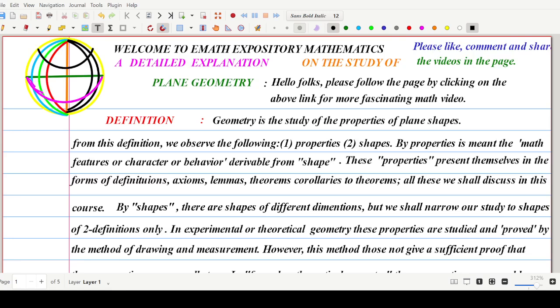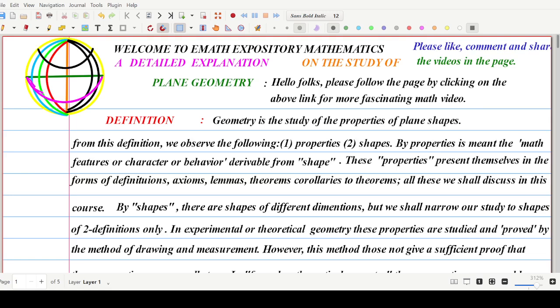Now let's look at what is geometry. When we say geometry, what does it mean? Look at the definition of geometry. Let me illustrate with this. Can you see this? This is the definition of geometry. Now here it says geometry is the study of the properties of shapes. So geometry is a study of the properties of shape. Someone who studies geometry is called a geometer. Somebody that is studying geometry is called a geometer.